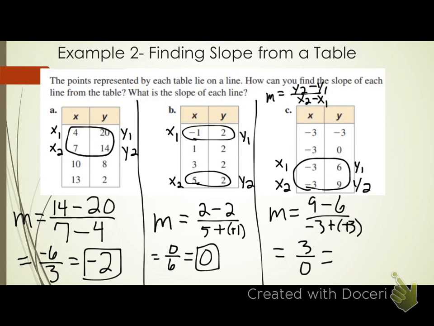So what do you think it is? Undefined. So my slope of this line is undefined. I can't do a number divided by 0. So what kind of line is this one if it has an undefined slope? Vertical, right? Which axis is it crossing? The x-axis, at -3. It's crossing my x-axis at -3. Everyone got that? So be careful. It can be kind of confusing knowing which one's 0 and which one's undefined.